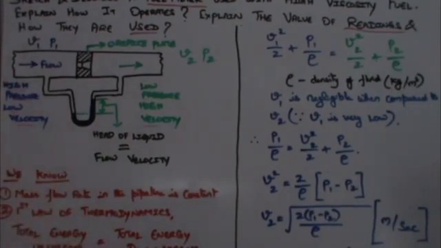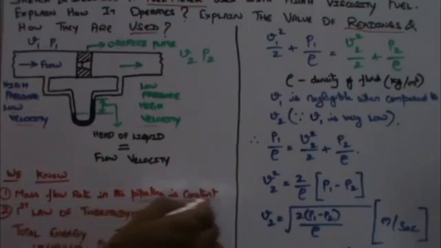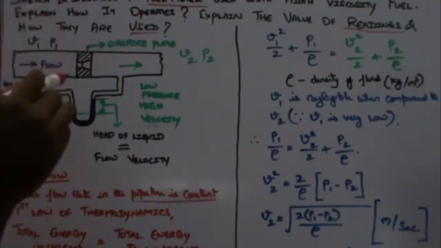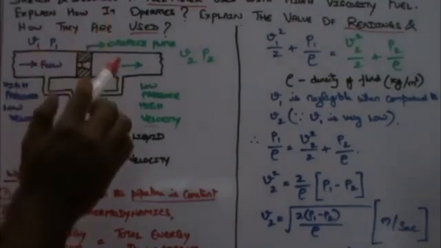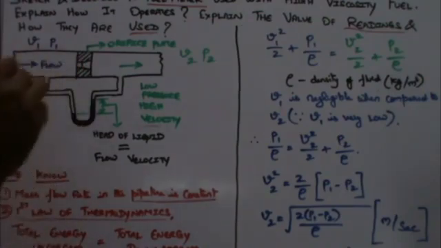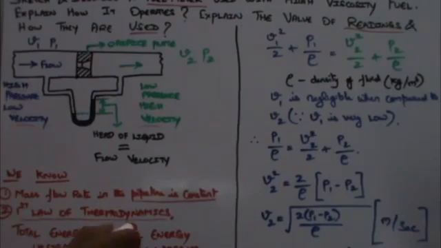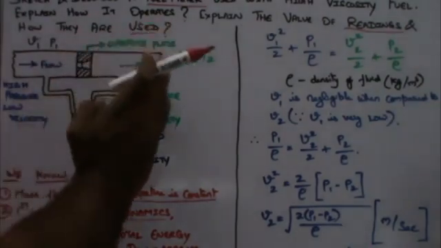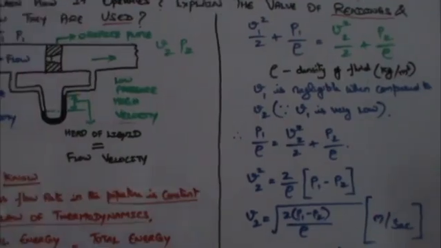And we all know from the basics that the mass flow rate in a pipeline is always constant. That is, whatever flows through the upstream of the pipeline per unit time is the same as whatever flows on the downstream of the pipeline. And the first law of thermodynamics, that is, energy can neither be created nor be destroyed, but it can be transformed from one form to other. With that in mind, the total energy upstream of the orifice is always equal to the total energy downstream of the orifice. That is, the kinetic energy plus potential energy upstream is equal to the kinetic energy and potential energy downstream. Let's now see the calculation.